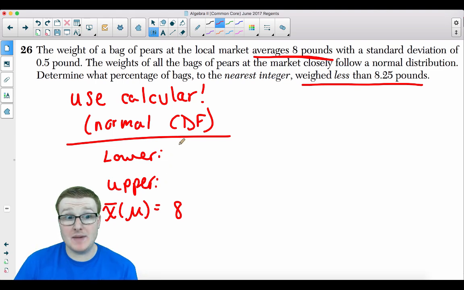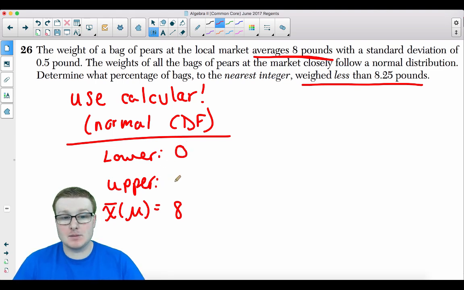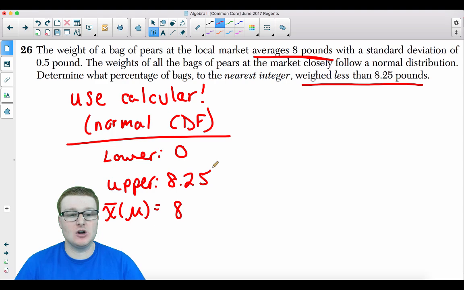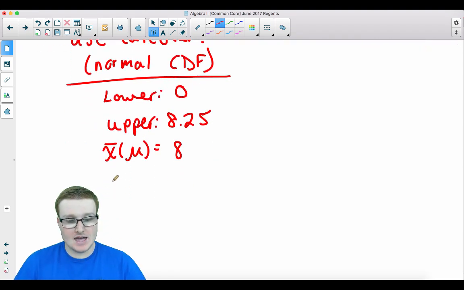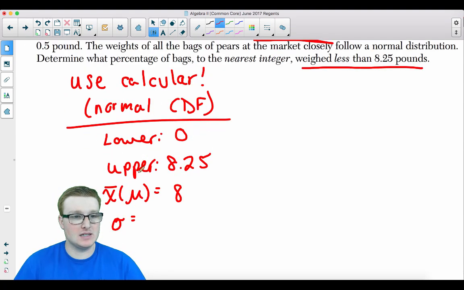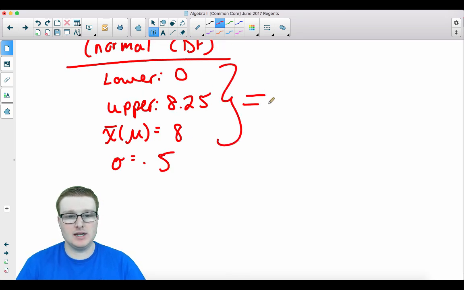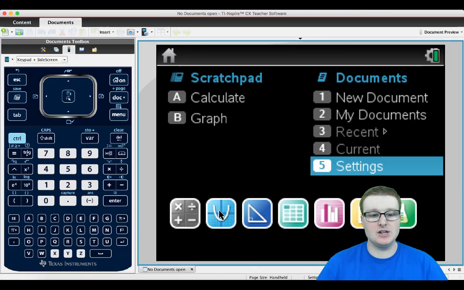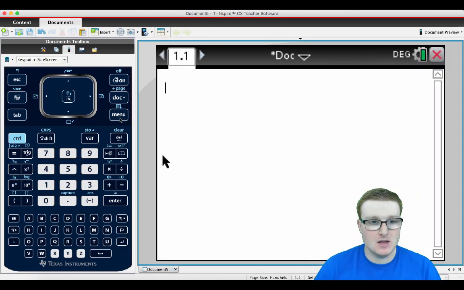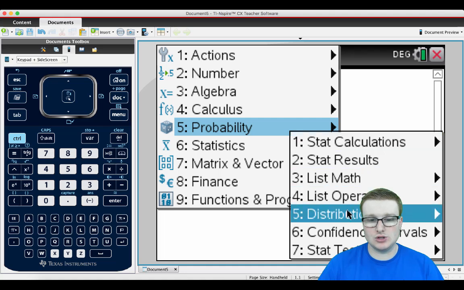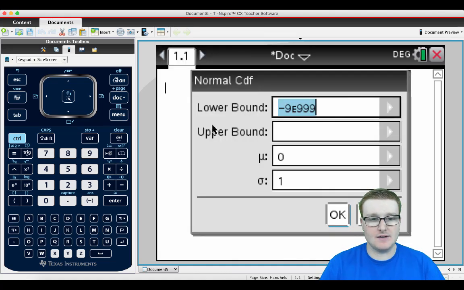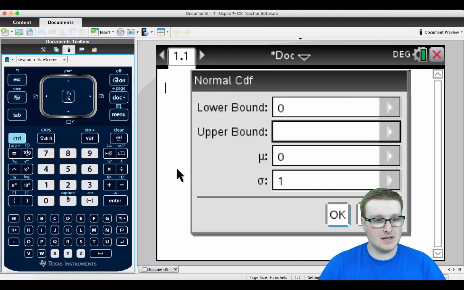So your lowest bound is actually 0. Your upper bound is 8.25. That was kind of tricky to know that the lower bound was 0. And your standard deviation, they tell you, is 0.5. So we're going to take all this information and put it into our calculator. Go to your calculator page, go to menu, go to statistics, go to distributions, then go to normal CDF. Lower bound is 0, upper bound is 8.25.